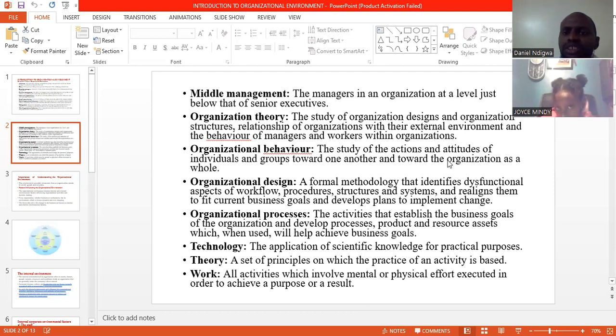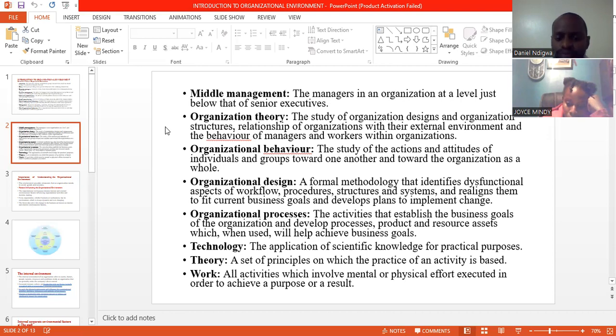Then we have organizational processes. So remember, a process is a series of steps that will help you to achieve something. So organizational processes are activities that establish the business goals of the organization and develop processes, products, and resources, assets, which when used will help achieve the business goals. For example, let me use an example of procurement. When you want to buy something in an organization, you don't just wake up and buy. There's a process that you have to follow, and this process will help you to be able to do A, B, C, and D. So that in the event we have an auditor who comes later, you'll be able to explain what happened, the trail that you used to bring that thing to use.